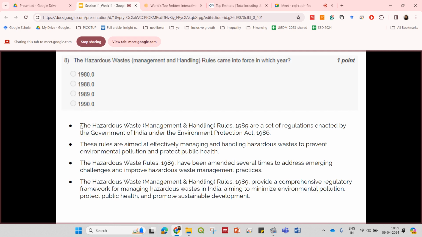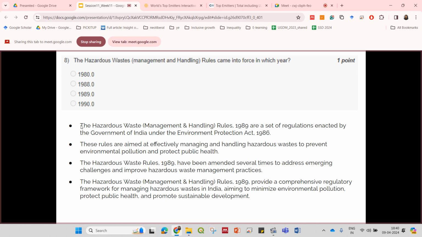So the hazardous waste management and handling rules came out in 1989, and these are a set of regulations enacted by the Government of India under the EPA or the Environmental Protection Act of 1996. So these rules are aimed at effectively managing and handling hazardous wastes to prevent environmental pollution and to protect public health.